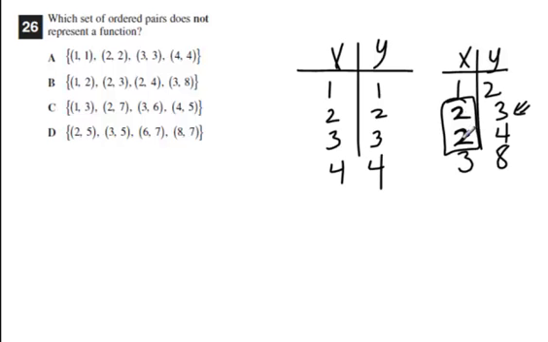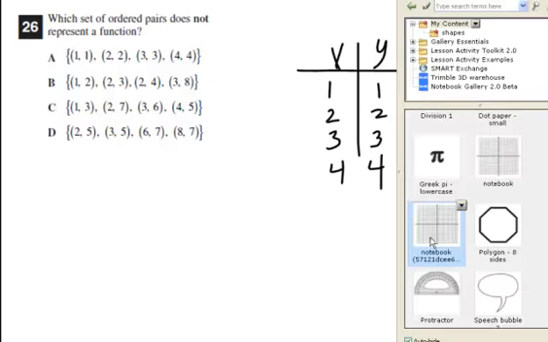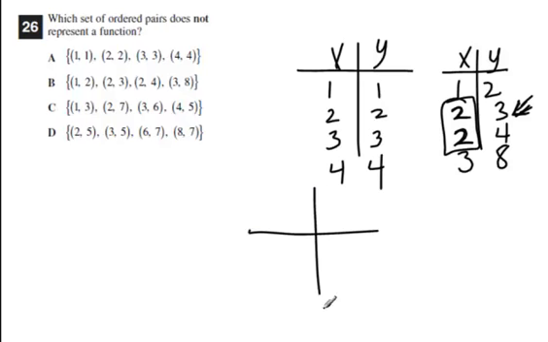When I substitute 2 again, I get 4. That can't happen. So if we look at a graph, let's actually just sketch it. Over 2, up 3, and over 2, up 4, we notice that whenever this situation happens where I have the same x giving me two different y's, one point will be above the other.